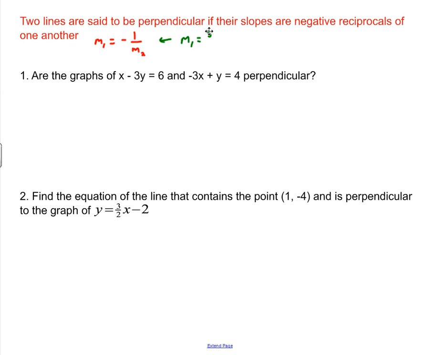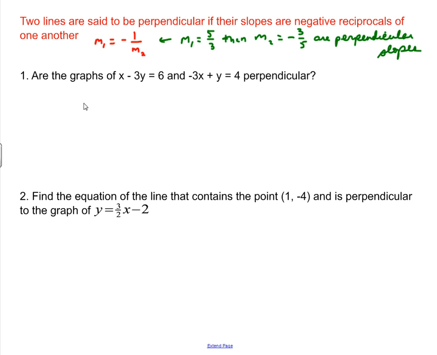was 5/3, then by this definition, what should happen? Slope 2 should be the negative reciprocal. So we take the negative, since this is a positive, and reciprocal means flip this fraction over. So take 3/5. And these are two lines with slopes that are perpendicular. All right, so that's what we're after when we're looking at this work.